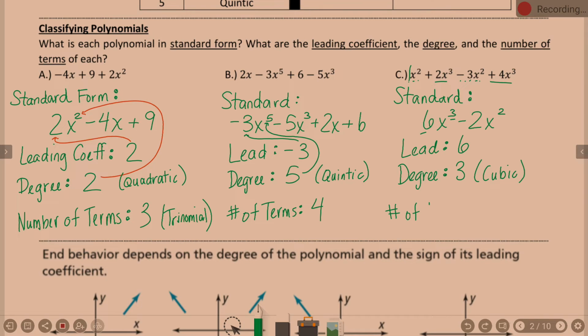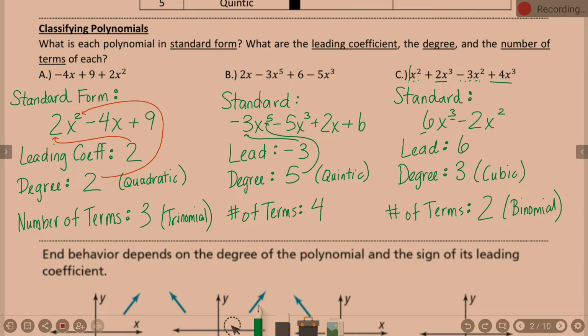And number of terms. Again, use that standard form, right? Don't go back to the original. Use that standard form, once we combined it and got it all nice looking. There are only 2 terms, which is a binomial. Okay? That's review, isn't it? You've been there, done that in Algebra 1, maybe pre-algebra. That's not new news. So it's just a matter of reviewing it, getting it to come back to us.